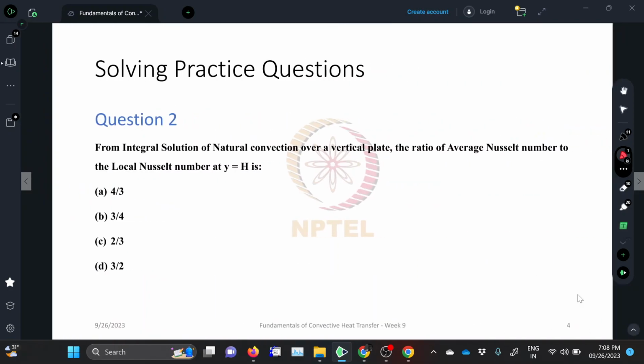Then we will move on to question number 2, which is asking us, from the integral solution of natural convection, this is something that we learned in the initial few lectures of week 9, the ratio of average Nusselt number to the local Nusselt number at y equal to h is what? 4 by 3, 3 by 4, 2 by 3, or 3 by 2. There are four options given below. Try to figure out the correct one, and you can type it in the chat box or you can unmute and answer as well.